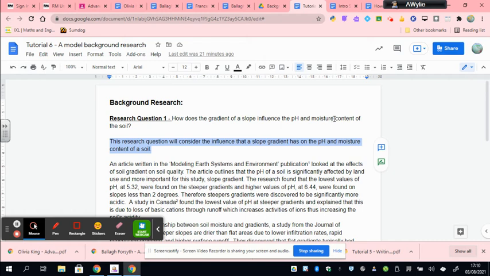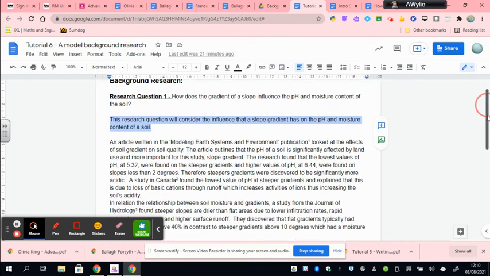I should know how gradient is influencing that. And you should be telling me based on material that you have read. Okay. And I shouldn't leave this particular section of the background research for research question 1 until I fully understand how gradient, the angle of a slope, is influencing the pH and the moisture. Okay. So let's have a look at how the student did this.